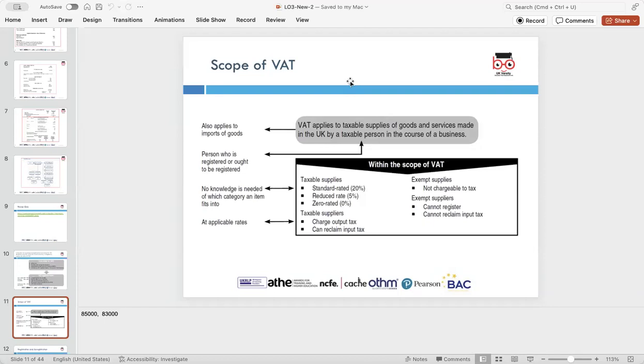Taxable supplies include standard rate supplies, which are subject to VAT at the standard rate, currently 20%. Reduced rate supplies are taxed at a lower rate, which is currently 5%, and zero rate supplies are charged at zero VAT.